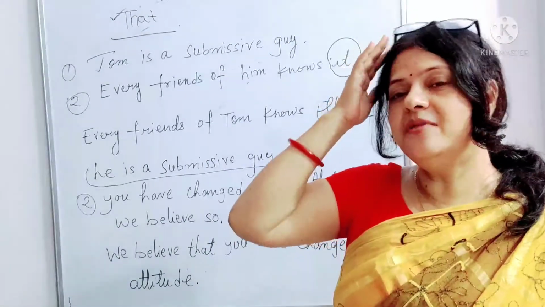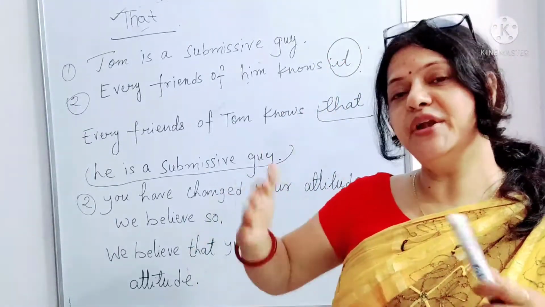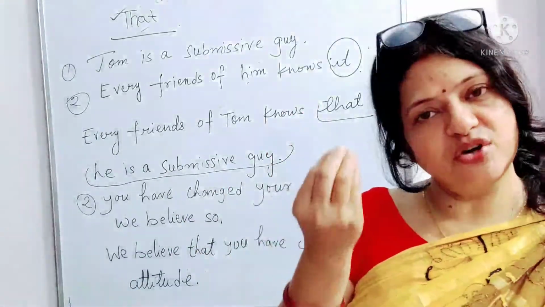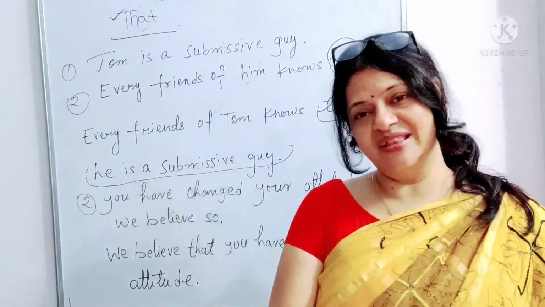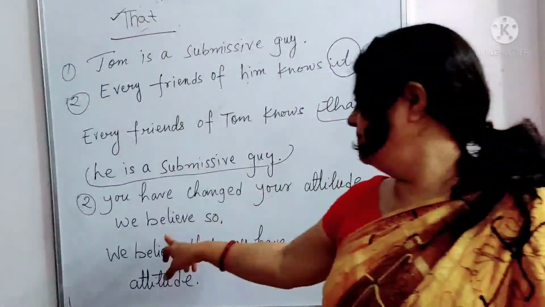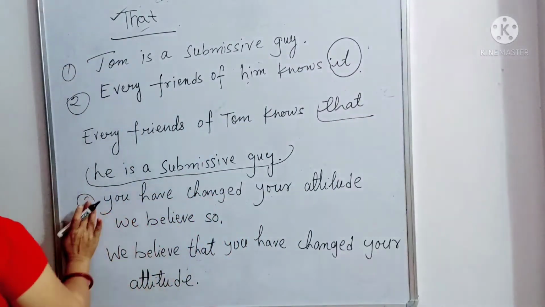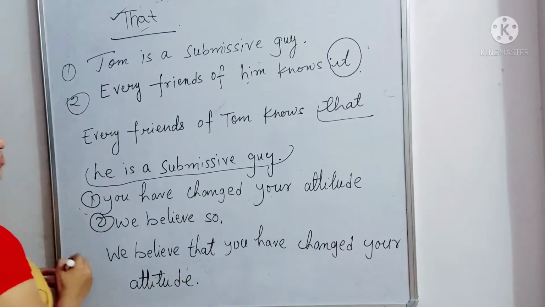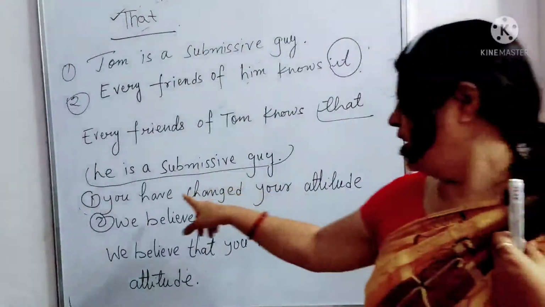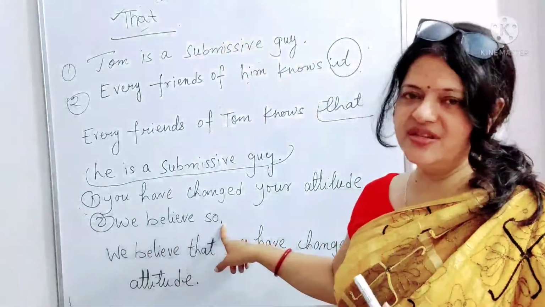Okay. Now let's take another sentence, and remember that we are going to use the same trick which we have used earlier. It means that if so and this that comes at the end of the sentence, we need to remove them, and after removing them, we'll make it a principal clause and add it with the next sentence. Now, you have changed your attitude, we believe so. So these are two sentences. This is first one, I'm writing first, and this is two. So first, you have changed your attitude. This is the first sentence. We believe so. This is the second sentence.